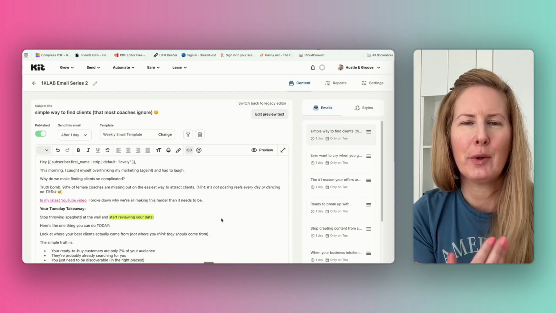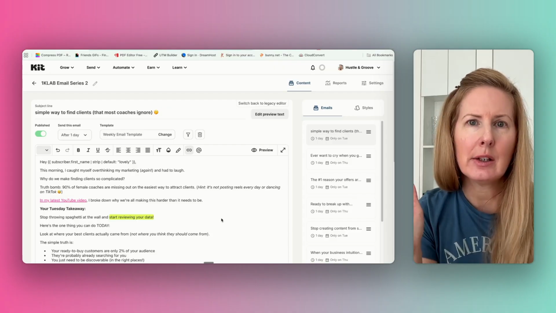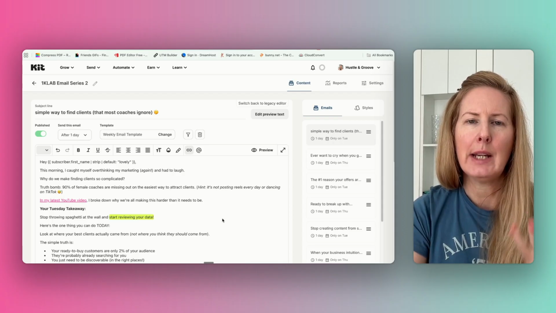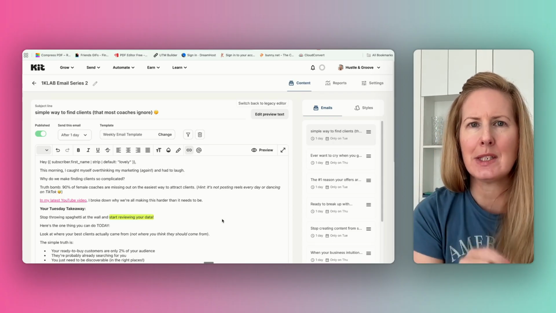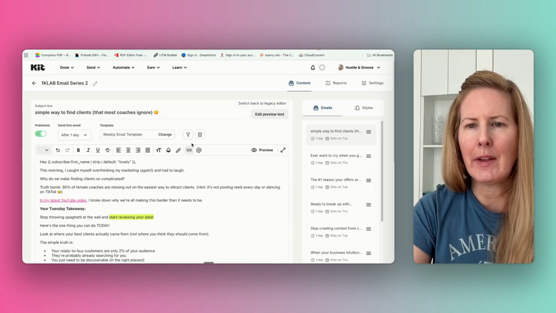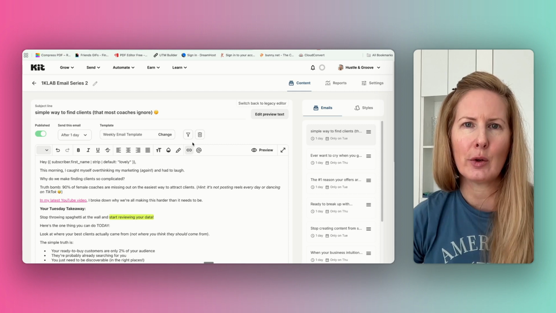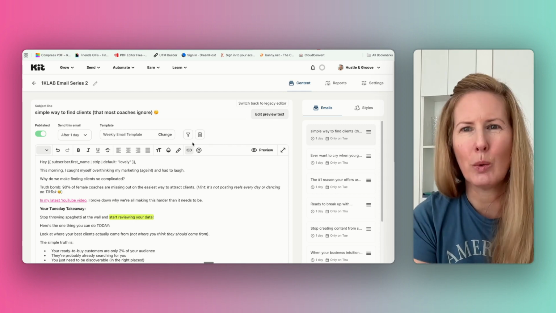Okay, so I want to walk you through what this looks like as part of an automated area and what the open rates and unsubscribe rates look like. I have several email series that go out, and the one we're looking at here is the 1K Lab email series 2. This email goes out on a Tuesday and a Thursday. So outside of those days, I'm writing actual emails. These ones are all automated.